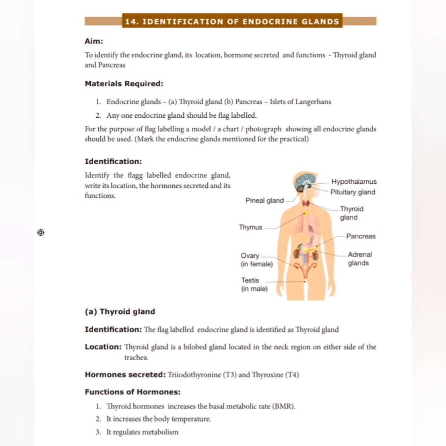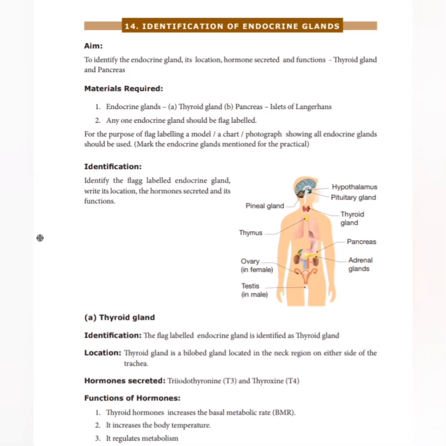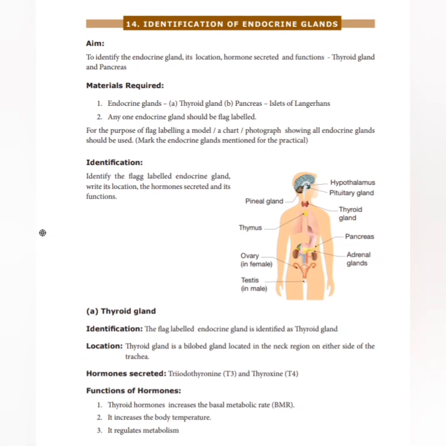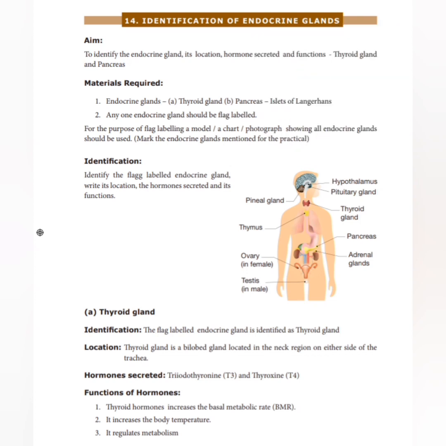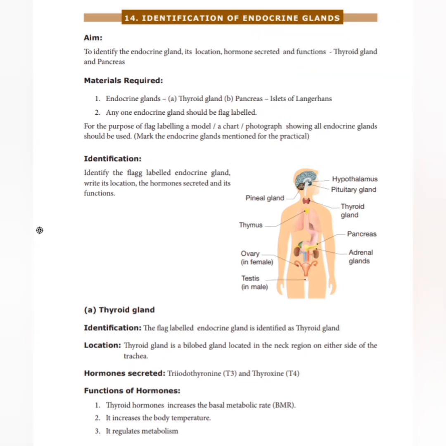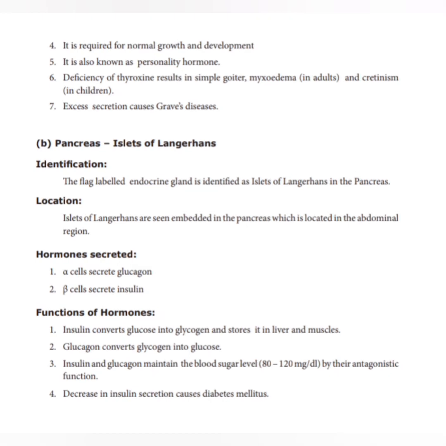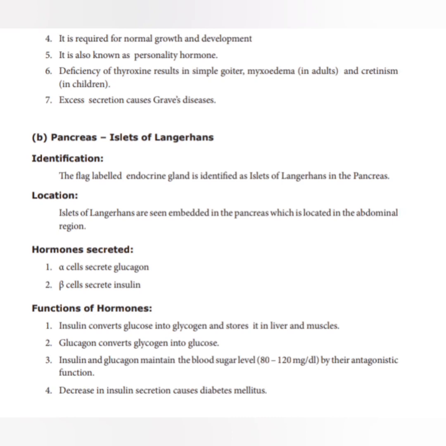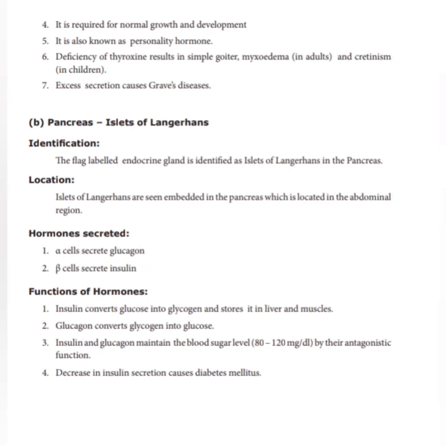And the next one, identification of endocrine glands. This is a model. They will give a model and you can observe it, and whichever part they highlighted, that part you should explain. For example, thyroid gland means thyroid gland, pancreas means pancreas. Any one they will keep and you can write about it. You should explain the aim, material requirement, identification, location, hormone secreted, functions of the hormone with any 2 or 3 points, and diagram. At last you should write the result also. This much you should write for this question.